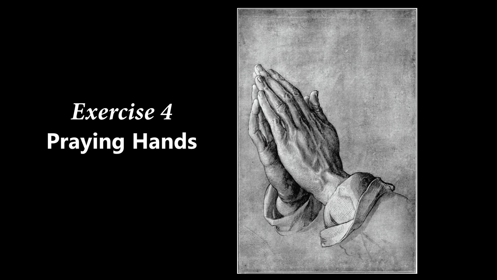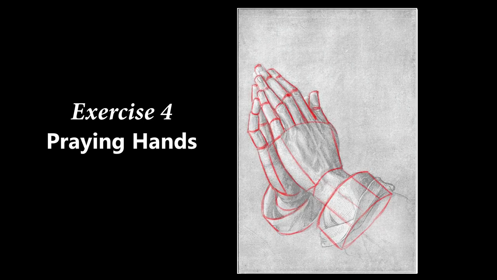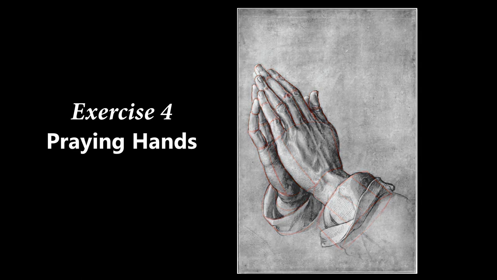Now, it looks very complicated, definitely way more complex than the previous three exercises. However, if you deconstruct this hand into simpler geometrical forms, the way to render it is fairly straightforward. You should also be able to identify the direction of the light source just by looking at this reference drawing.